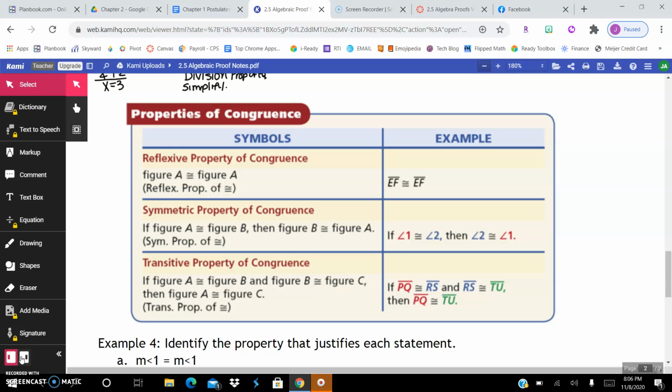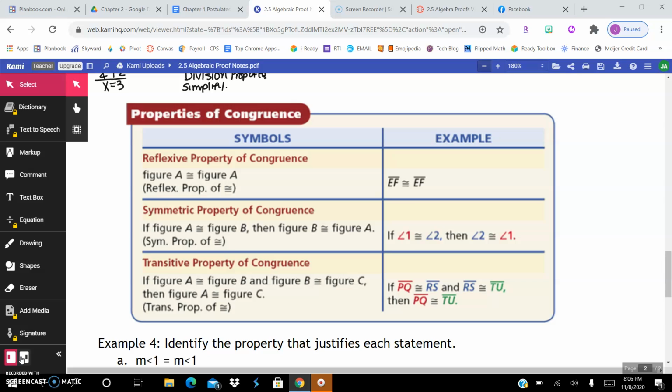Three more properties here. These are properties of congruence. The first one is the reflexive property of congruence. It says that if figure A is congruent to figure A, then the segments are going to be congruent. So their example is segment EF is congruent to segment EF. So each side would be congruent to each other if the figures are congruent.